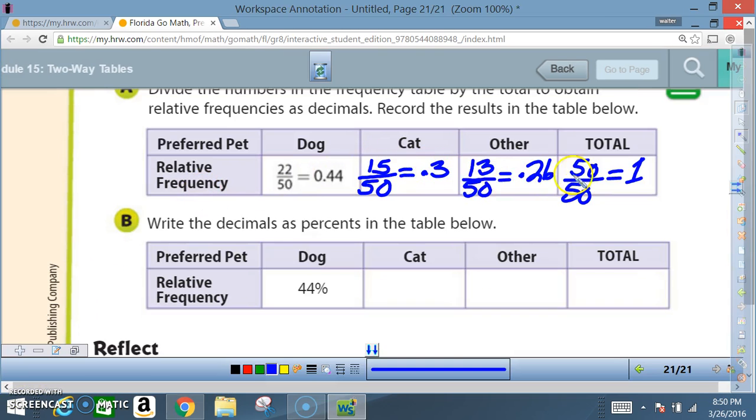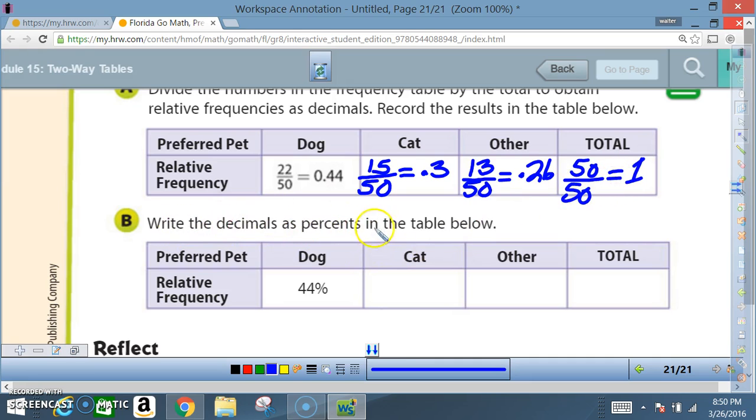Now after you plug everything in, you should have 15 divided by 50, which is equal to 0.3, 13 divided by 50, which is equal to 0.26, and then of course 50 divided by 50, which is equal to 1. So cats were 15, total survey with 50 people. Other was 13, survey 50, and then of course 50 out of 50 would give you 1.